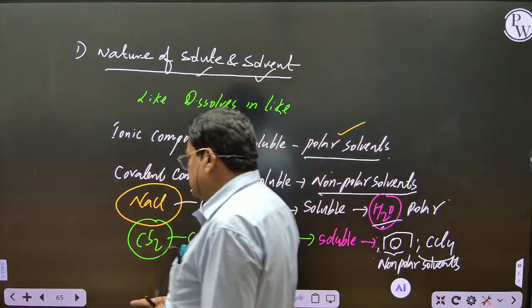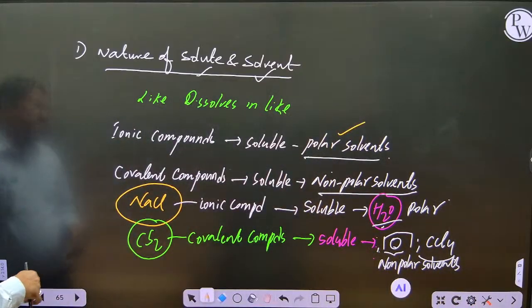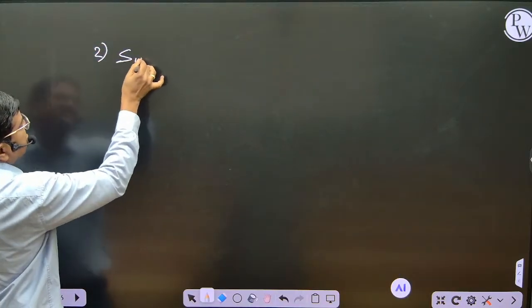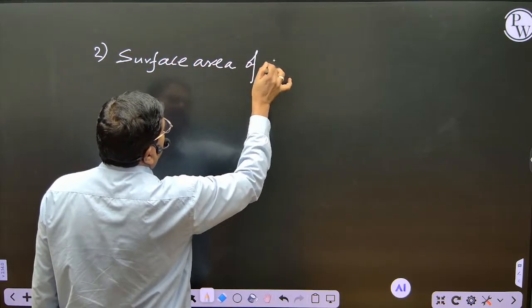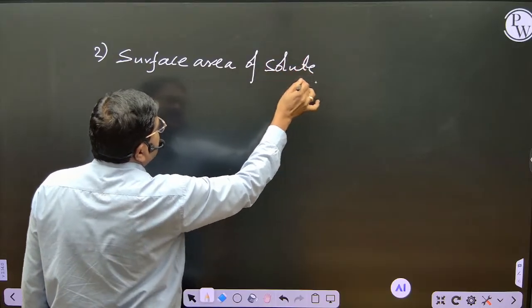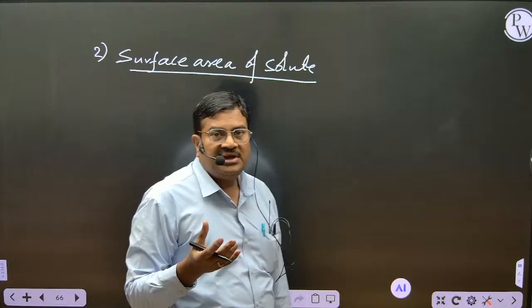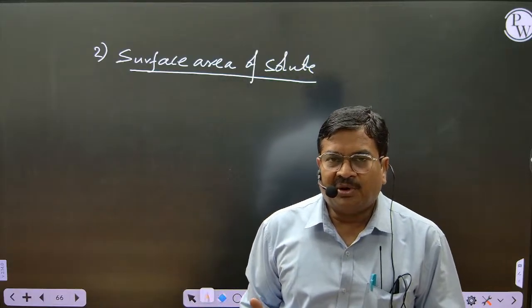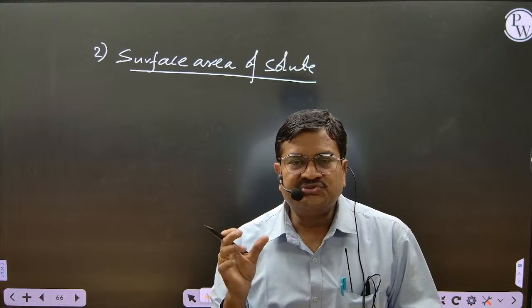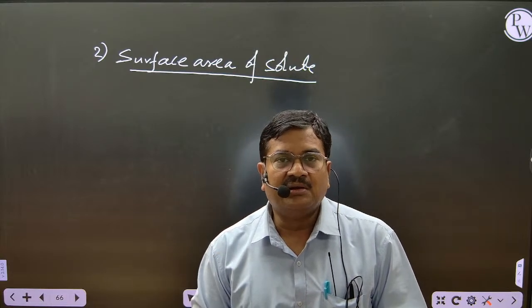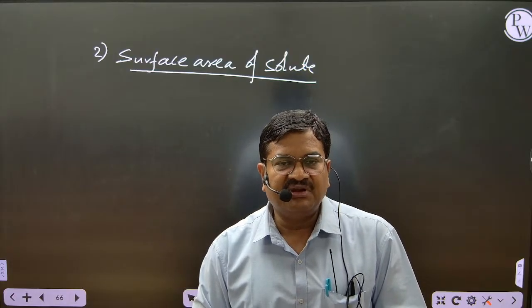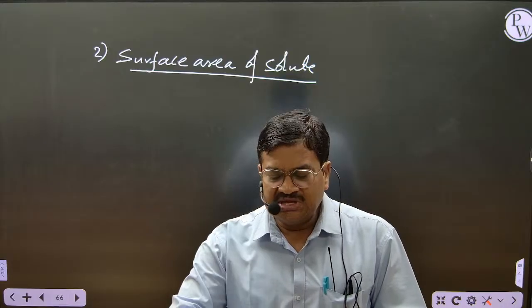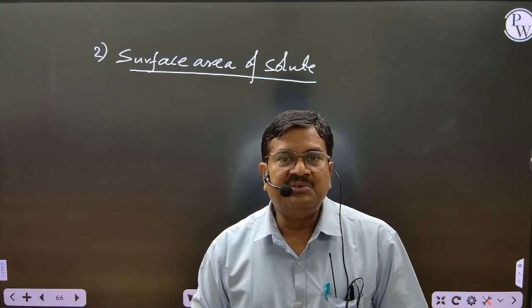Copied all of you. Now see student, next factor is surface area of solute. Now what is the surface area? That means suppose you take powder form of sugar and coarse form you take. Coarse means what? The one that is not powdered. So who will have more surface area when you compare powdered and coarse form? Surface area will be more for powdered, no? So more is the surface area, more will be the solubility.